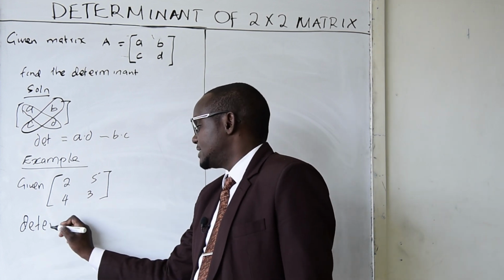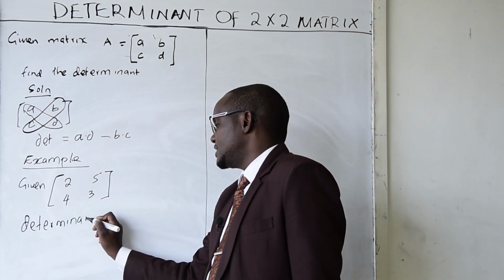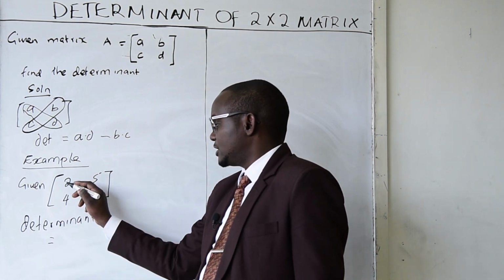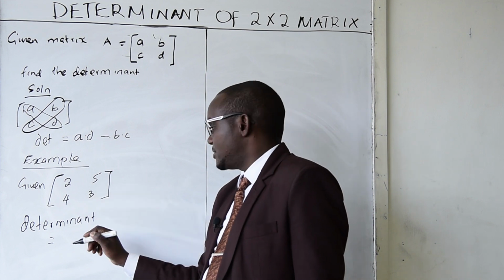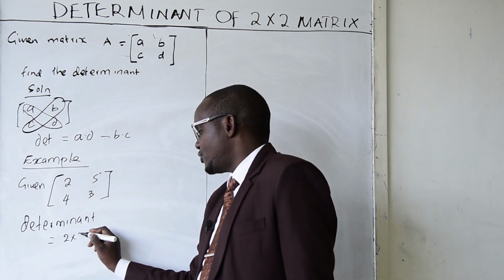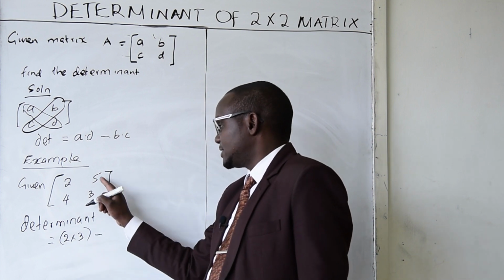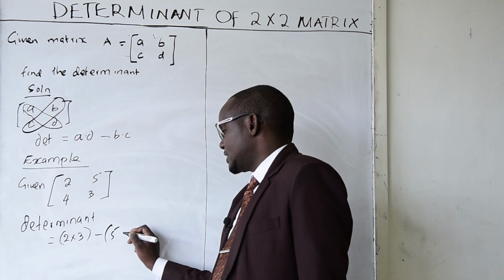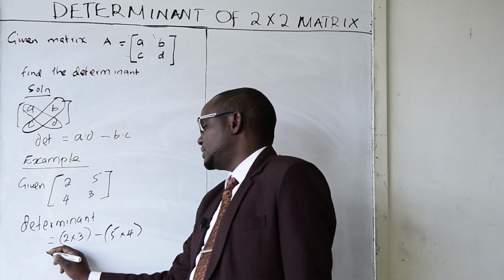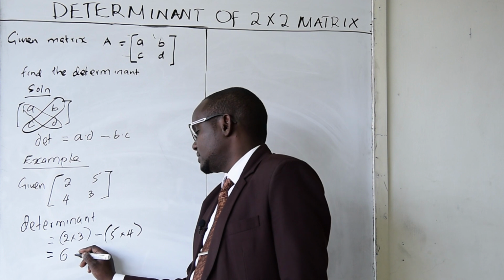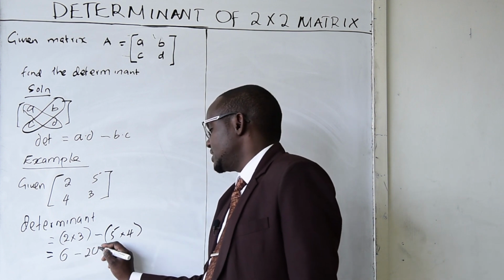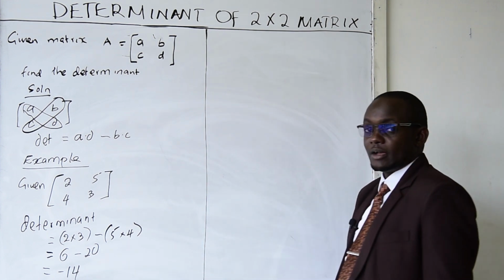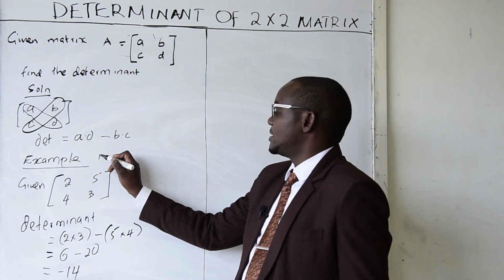To get the determinant of this matrix, you take 2 multiplied by 3, then you minus 5 multiplied by 4. This gives you 6 minus 20, and our determinant is negative 14. This is our example 1.